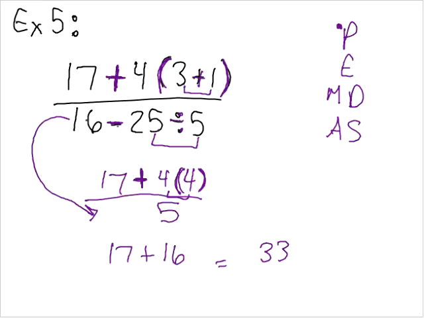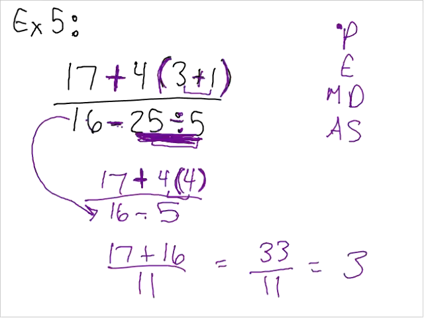Let's drop down the 16 minus. So the only part that I did right now is this part right here. 25 divided by 5 is 5. The 16 and the minus stays put. Now all I have left is a minus, so 16 minus 5 is 11. So I put the 11 on the bottom, and 33 divided by 11 is 3. You guys did a great job.